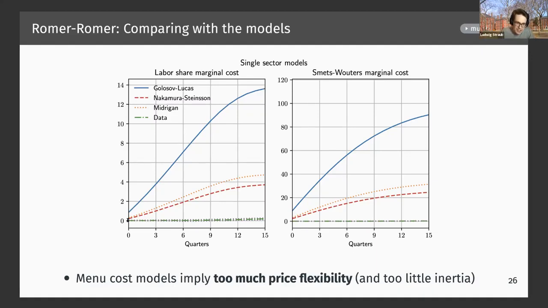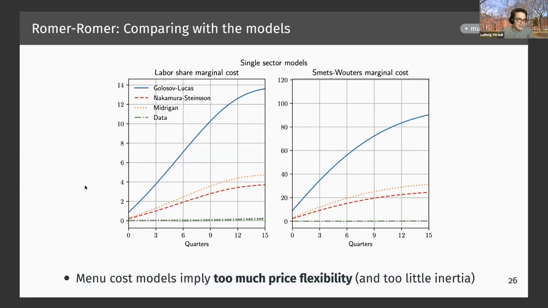Basically what you see is that these models, especially the Golosov-Lucas model, but also the other two models, imply a far greater price level response than what we have in the data. The data is the green line that's squished towards 0 at the bottom, which is much, much smaller than what we get from menu cost models. Note also that these models predict a much too fast increase of the price level. There's no inaction for like 6 quarters or so.